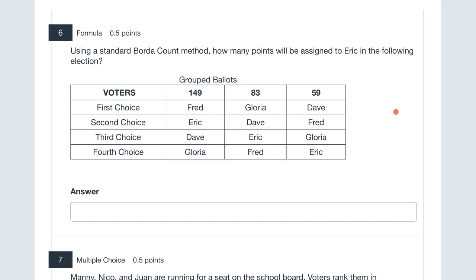Back to a Borda count method. We're looking for points for Eric. So the first thing we have to do, since there's 4 candidates, that means first place is worth 4 points. Second place is worth 3 points, third place is worth 2 points, and last place is always worth 1 point.